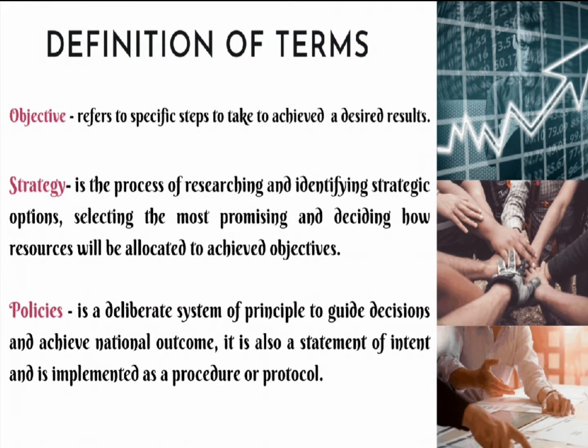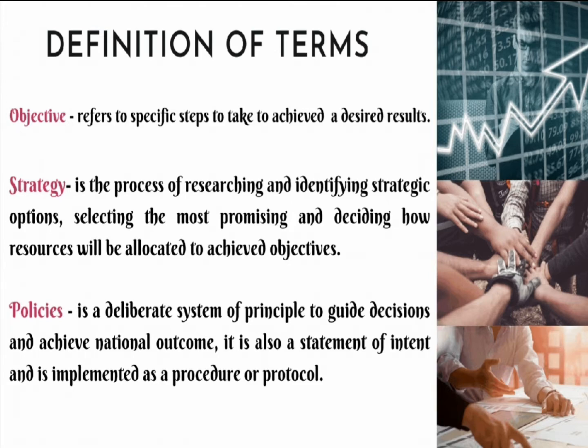Objective refers to specific steps to take to achieve a desired result. Closely tied to goals, it is a specific and measurable milestone that must be achieved in order to achieve the goal. While strategy is the process of researching and identifying strategic options, selecting the most promising, and deciding how resources will be allocated to achieve objectives. In other words, it is a plan of action designed to achieve an objective.